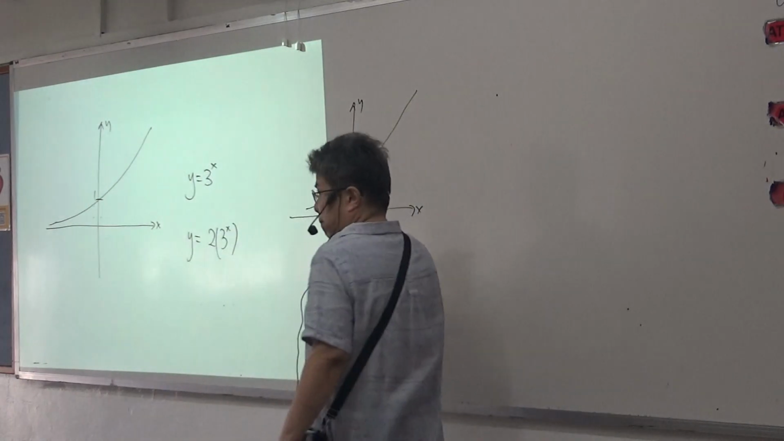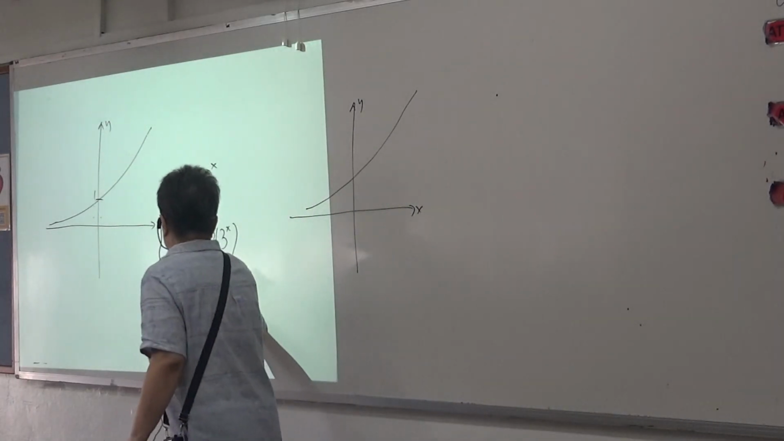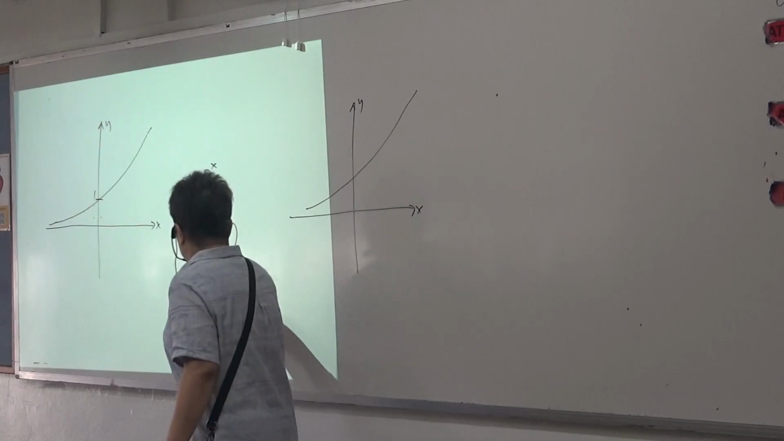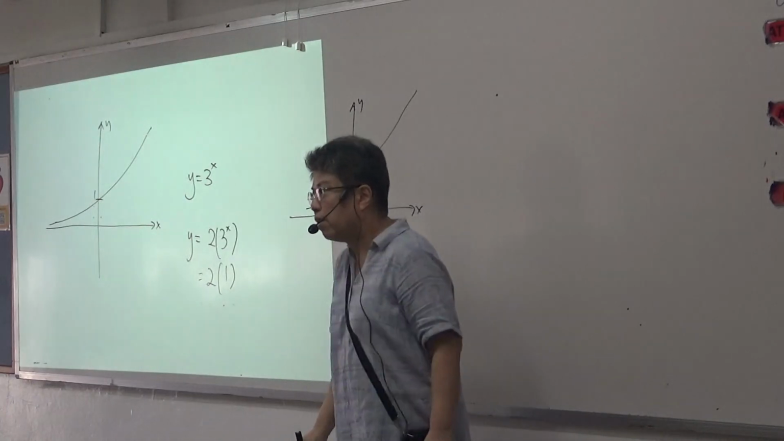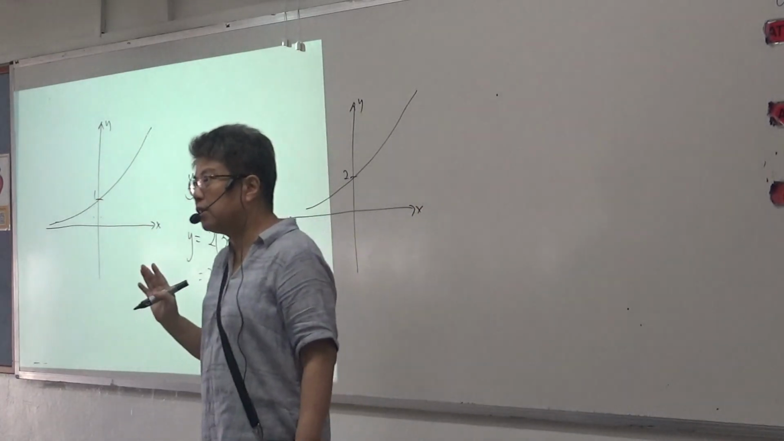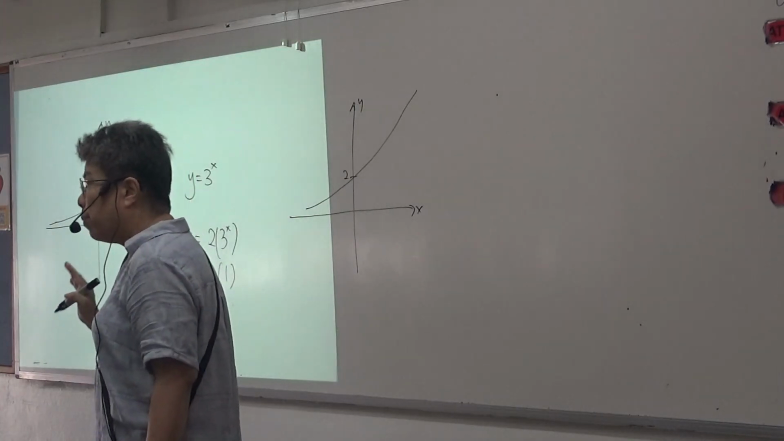Now, look at this second one. It will also be the same shape. But when x is 0, what do I get? It comes at 2, right? So, it will come at 2. Everybody clear? The shape of an exponential graph will always be the same. It's just that it will cut at one point only.